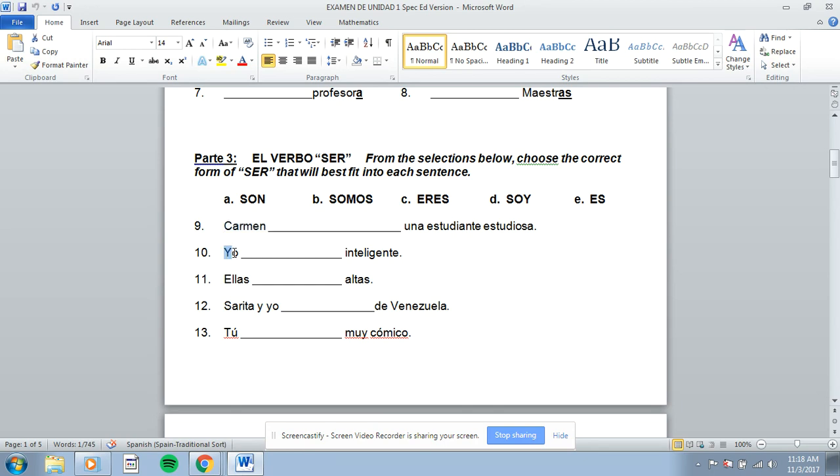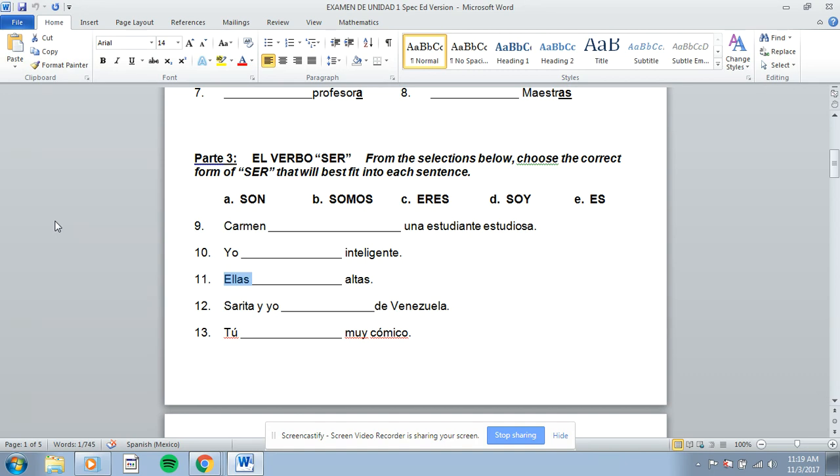Número 10, number 10, the subject is yo. So look up here at the different ser verbs and find the one that you would use with yo. And bubble in A, B, C, D, or E, depending on which ser verb you would use with yo. They're all jumbled out of order if you notice for A, B, C, D, and E. So you should put them into a chart so you can see the order and see which word goes in which box. Número 11, number 11, the subject is ellas. It's plural, so it's going to be on the plural side of your chart. So pick which verb out of A, B, C, D, E you will use with that one.